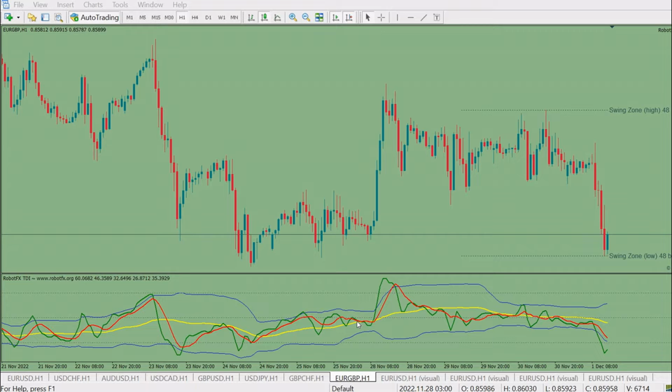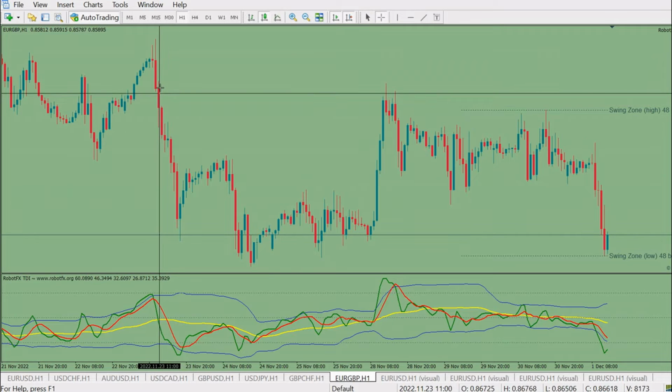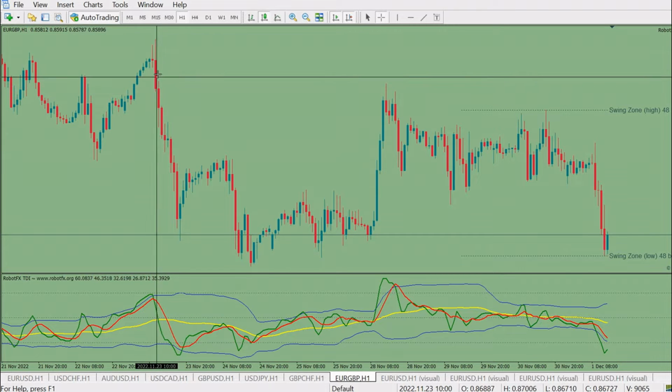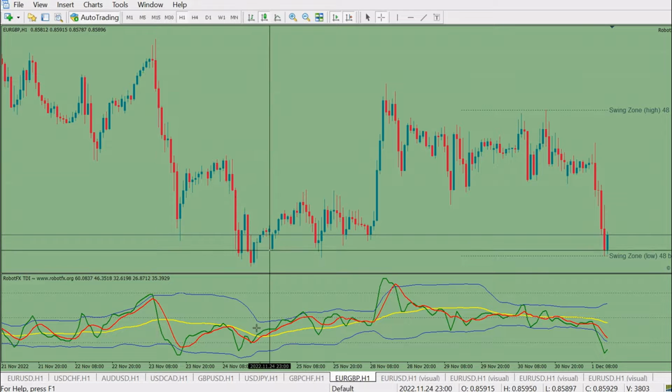Now, first of all, the trader's dynamic index was designed to trade with the trend. And for that, we have the yellow line, the TDI yellow line, that is used to reflect the trend that the price makes on the chart. Now, in this example, the price is falling, or the yellow line is falling, let's say from this moment until somewhere here. And this is exactly what the price does.